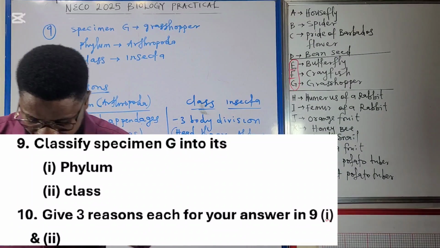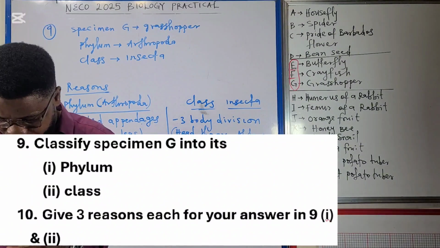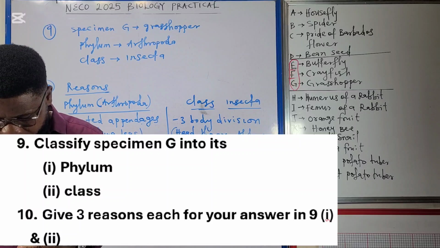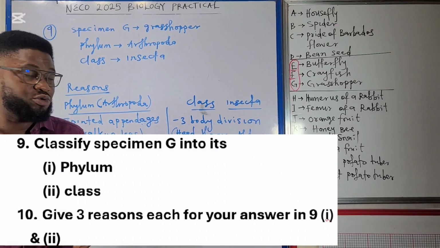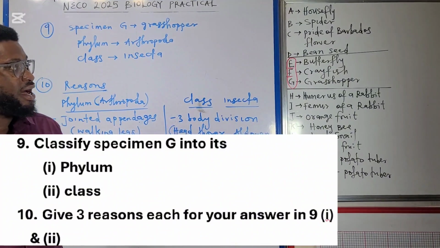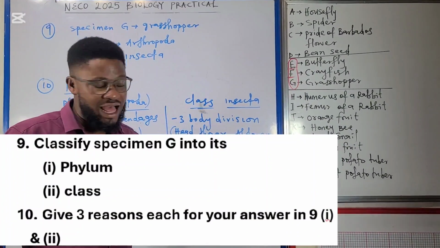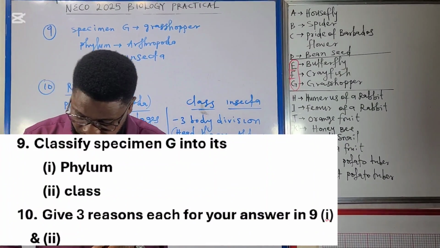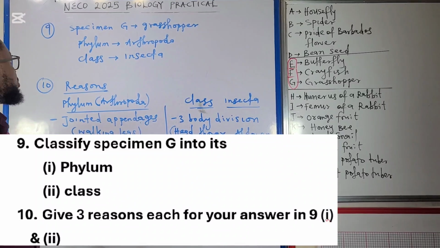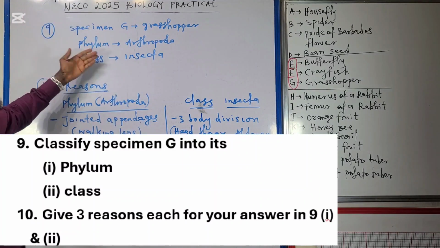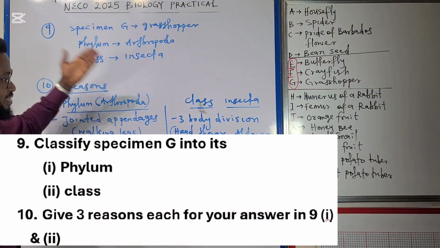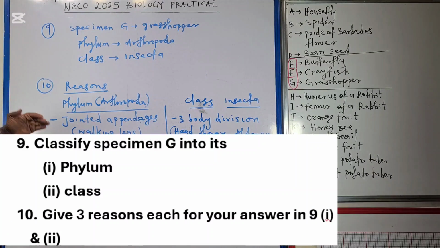Question 9, it says classify specimen G into its phylum and its class. More or less like we should state the phylum and the class of specimen G. That's talking about question 9. Specimen G is a grasshopper. The phylum is Arthropoda. The class is Insecta. We've said that before. Okay.